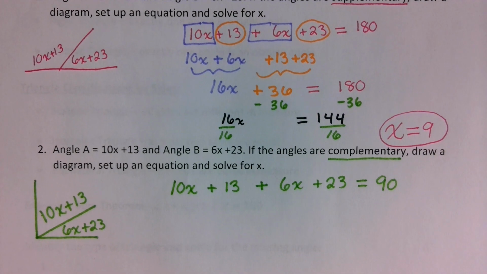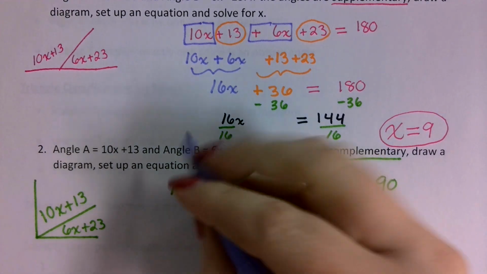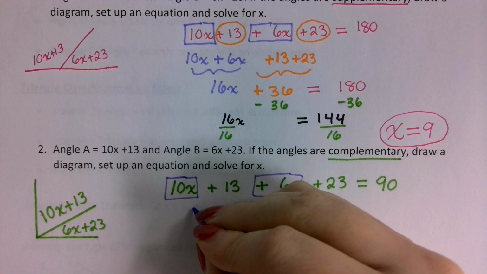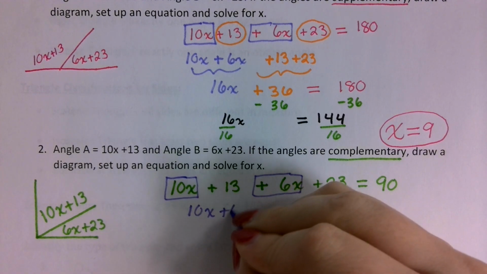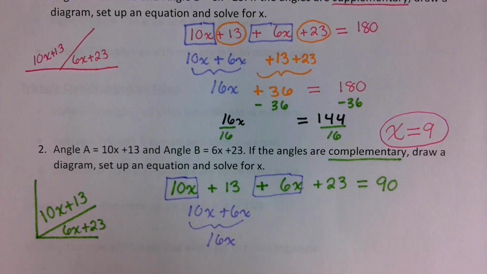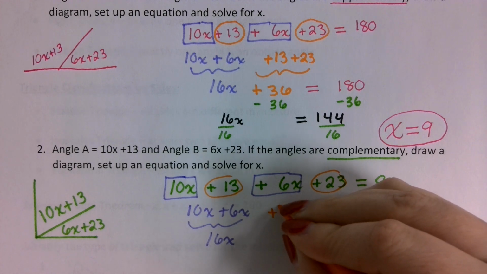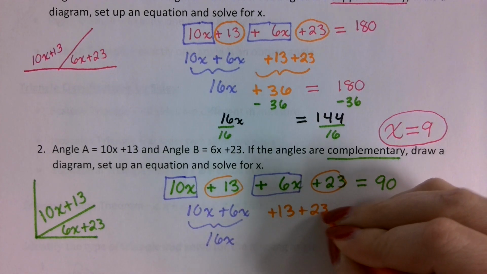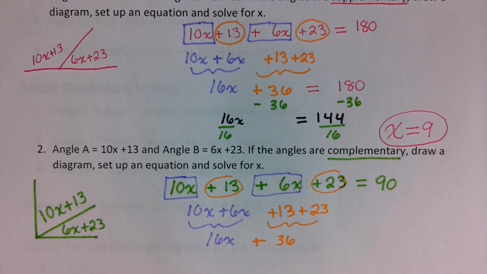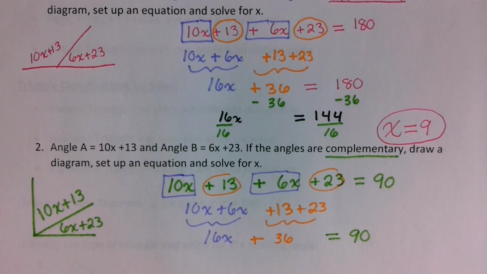We still do the exact same thing that we did before. We combine those like terms. We're still going to combine the same set. That 10x and that 6x is still going to come out to 16x. The positive 13 and the positive 23, they're still going to come out to a positive 36. But this time it's all set equal to 90. So we follow the same process.